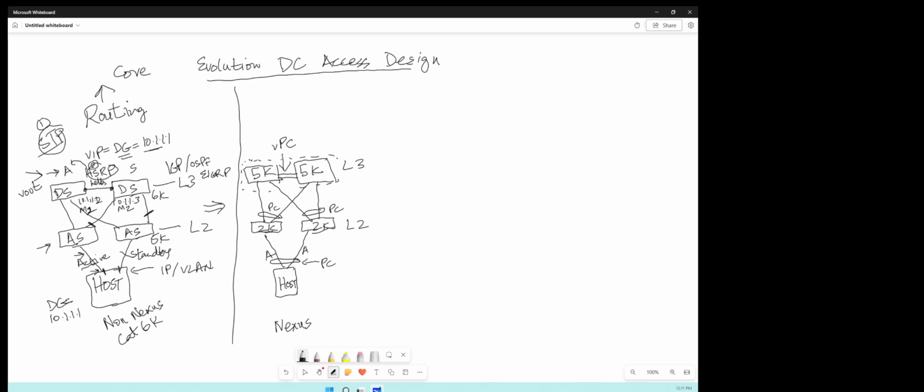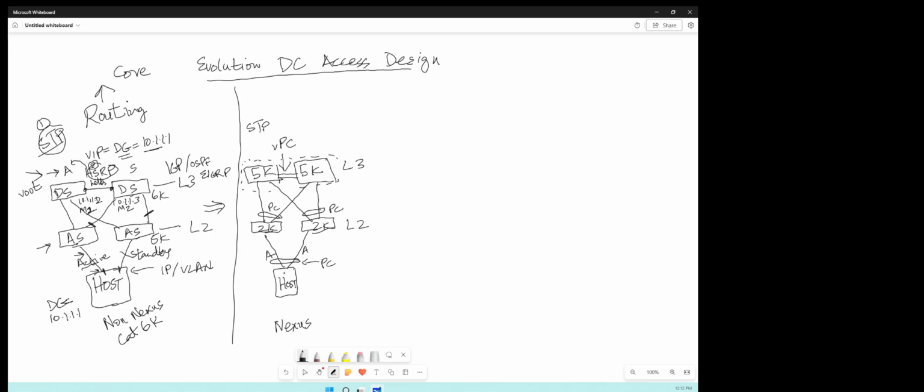That's what VPC was. It still ran STP in the background, but did not block because the L3 switches were communicating with each other on the VPC link. So they won't let the packet go in loops. So this guy sees the uplink as one switch. The host sees the L2 switch as one switch because it's a port channel.